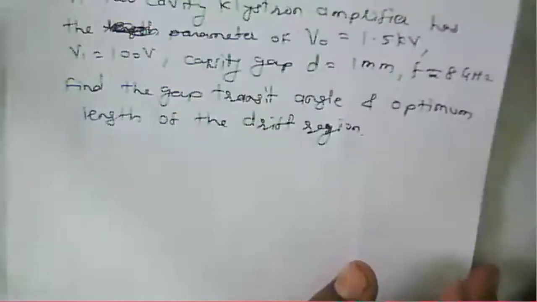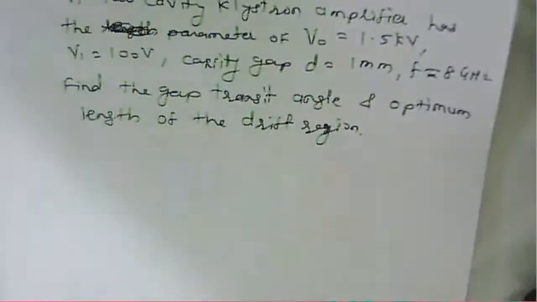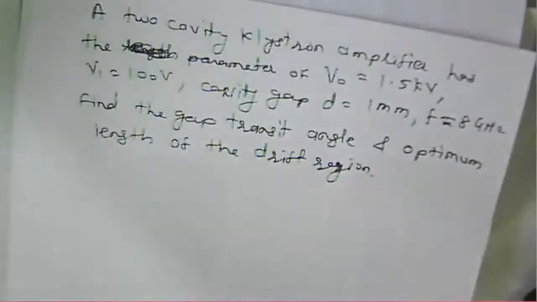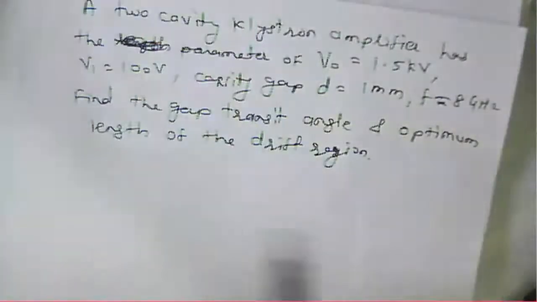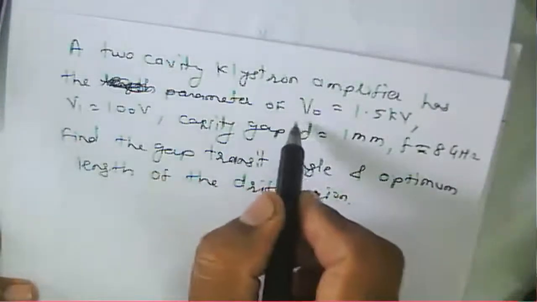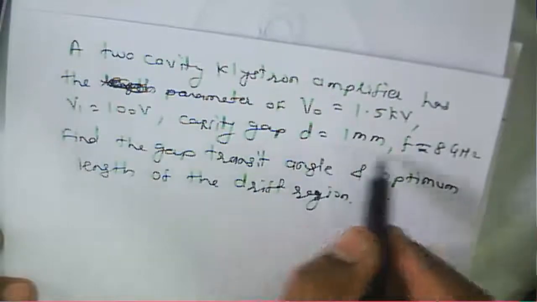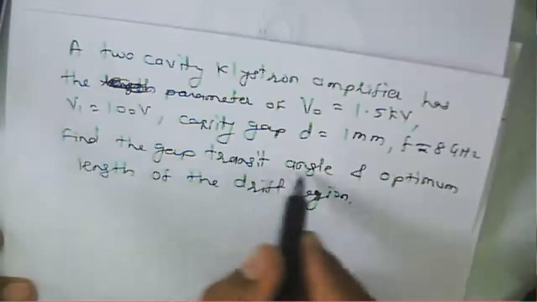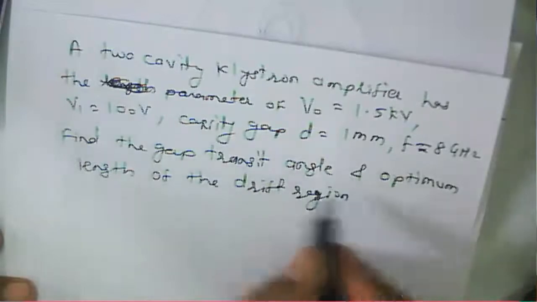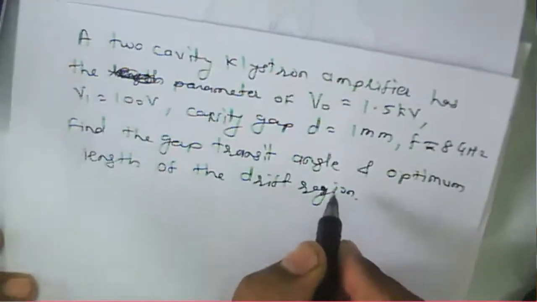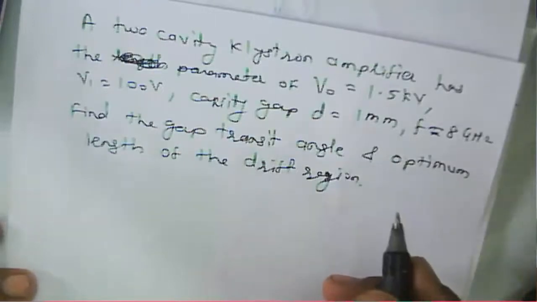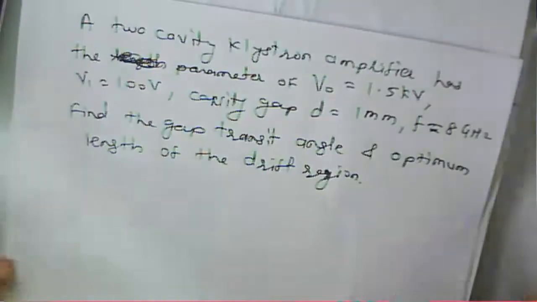So our aim is to find out what will be the gap transit angle. So the two cavity klystron amplifier has the parameters V0 beam voltage, V1 output voltage, cavity gap D is equal to 1, and f is equal to 8 gigahertz. Find the gap transit angle for the cavity, and the optimum length of the drift region. What is the optimum length of the drift region? Meaning, what will be the drift region length?